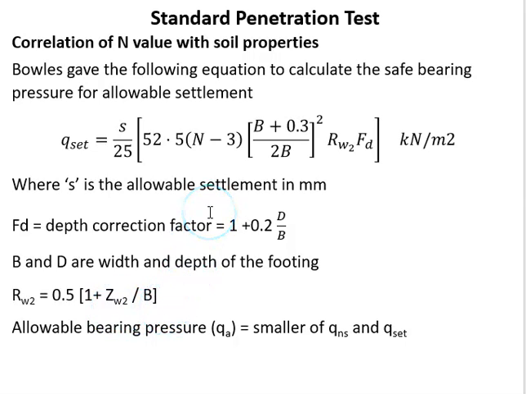So here, after finding the safe bearing pressure and net safe bearing capacity, we can take the smaller of these two values as the allowable bearing pressure.